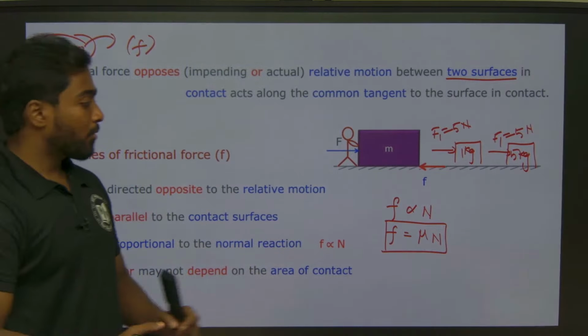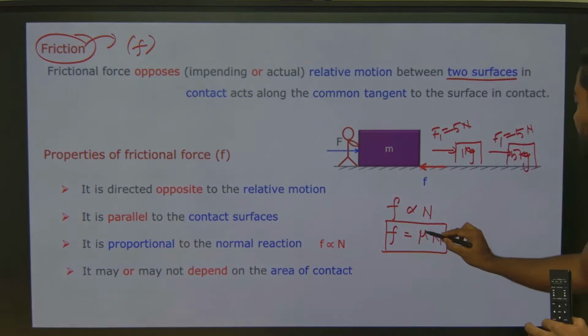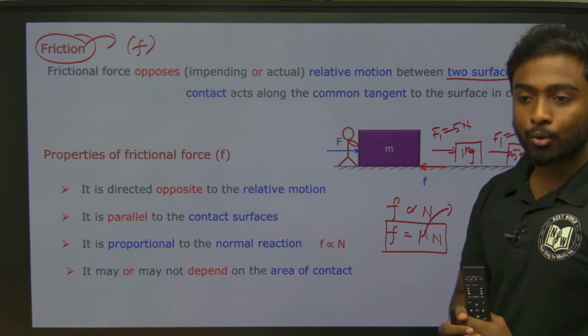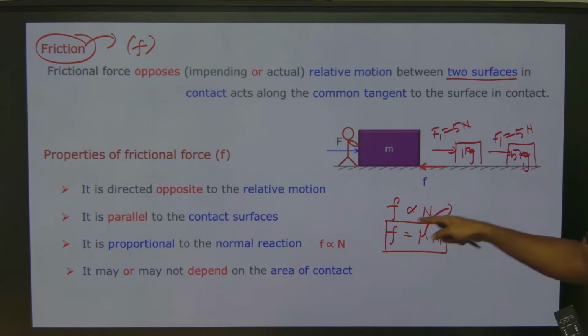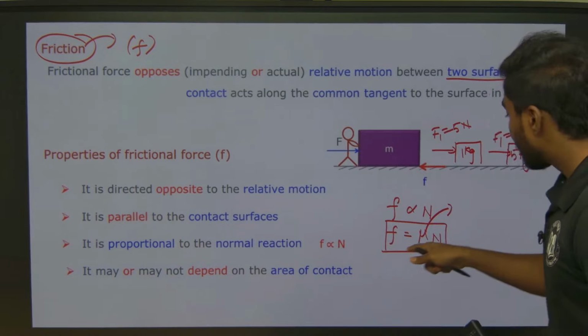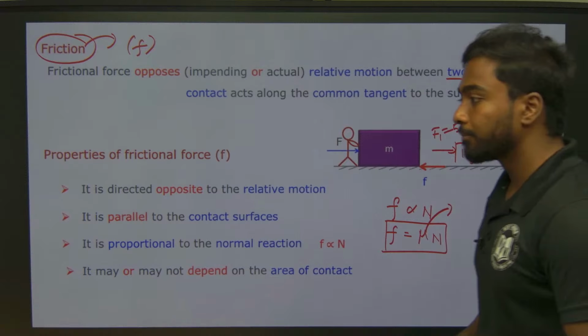So mu is nothing but the coefficient of friction. Whether this coefficient of friction has any units? No. Friction is a force, normal is a force. So friction by normal, the units will get canceled off. So the coefficient of friction doesn't have any SI units.